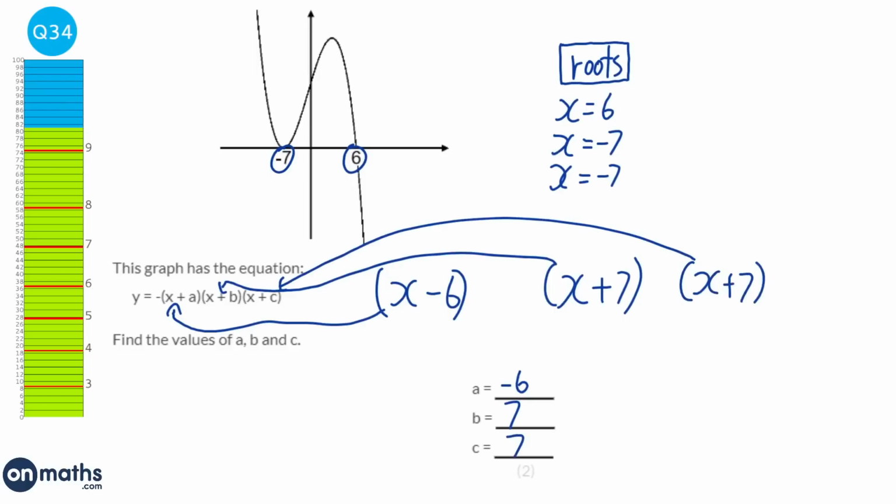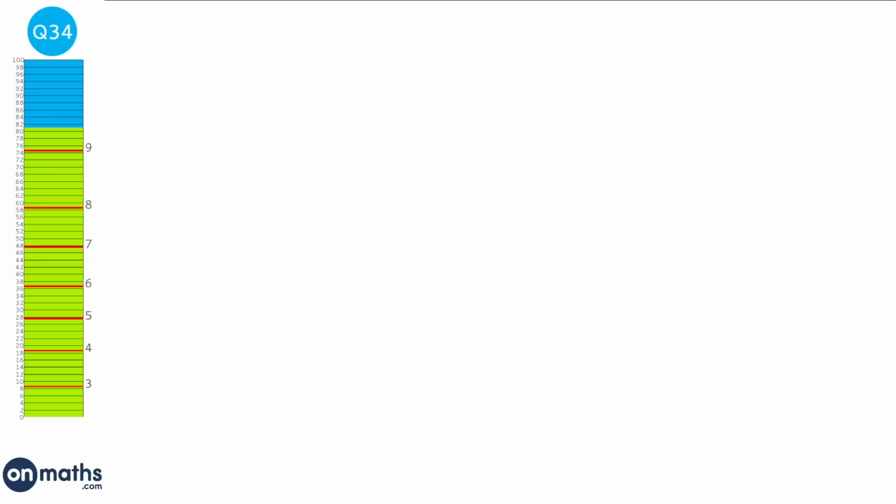Now, you might ask the question, how do you know which is a, which is b, which is c? Actually, it doesn't matter. We could put a at minus 6, and a at 7, and b at minus 6, and c at 7. As long as one of these is minus 6, and two of these are 7, you'll always get the right answer.